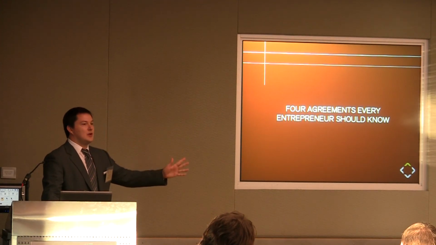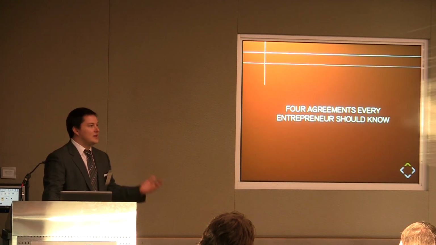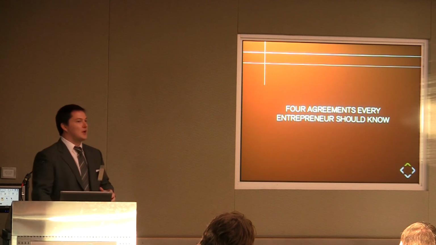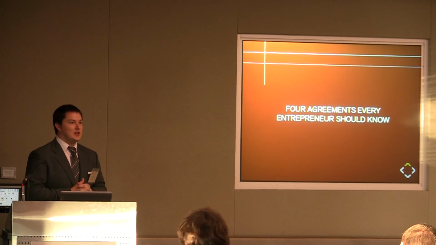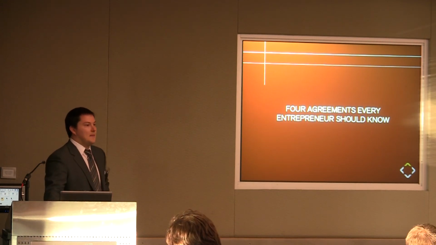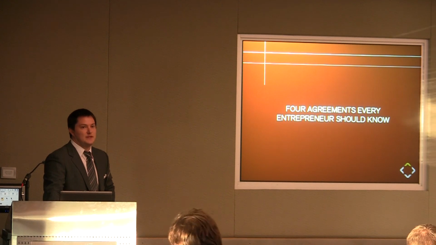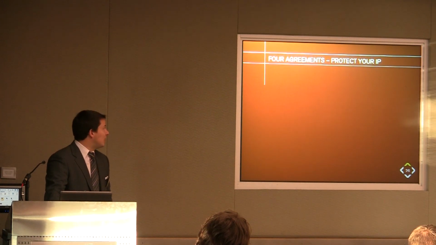So we've talked about trademarks. We've talked about copyrights. And I've identified to you what types of things are proprietary information, trade secrets. Now we're going to switch gears and talk about what you can do as business owners to protect these things. And there are really four basic agreements that every entrepreneur, every startup company needs to know about.